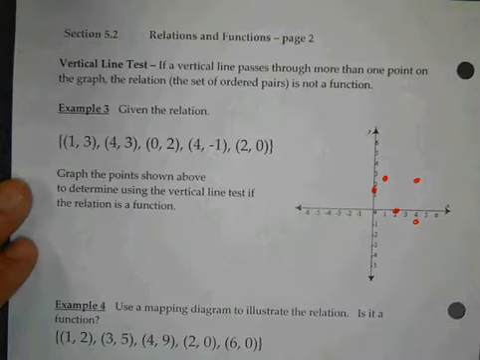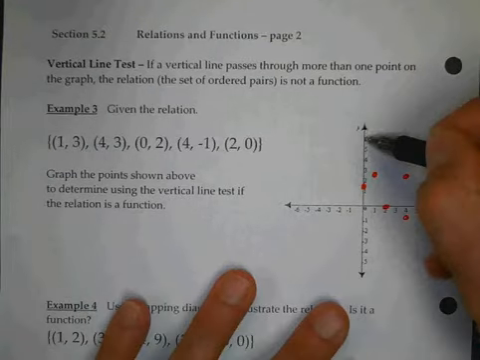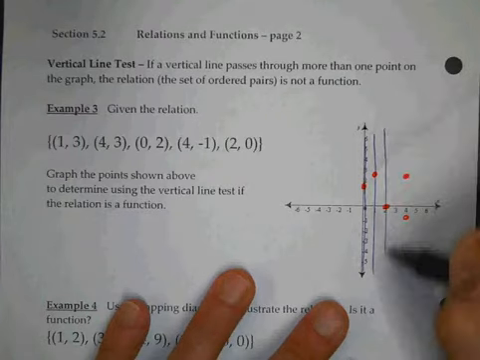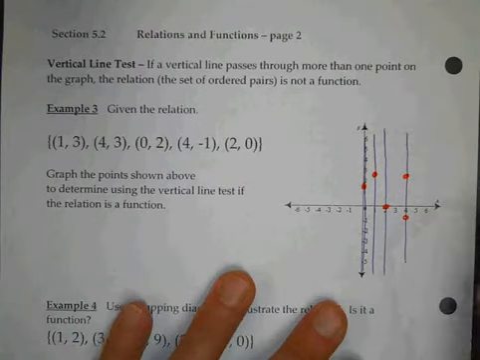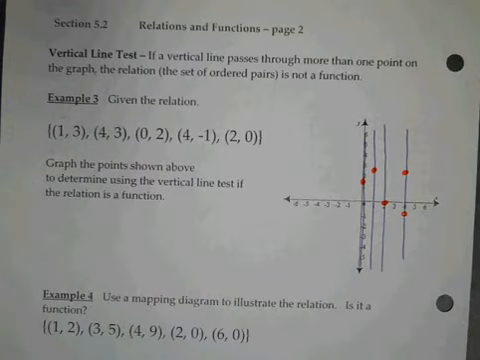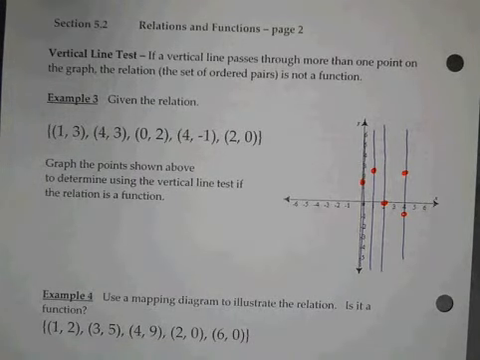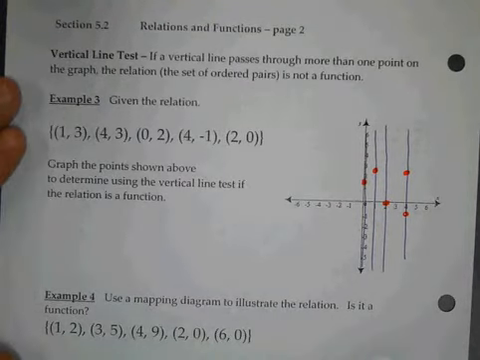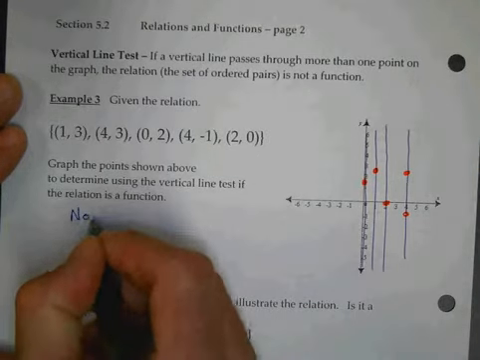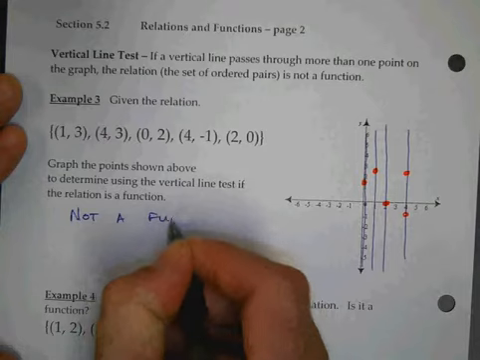Now, take a vertical line and draw it through each point. Do any of the vertical lines pass through more than one point? Yes. Okay, if that happens, that is a telltale visual sign that it's not a function. So, is this a function? No, it's not a function. Now let's put why.